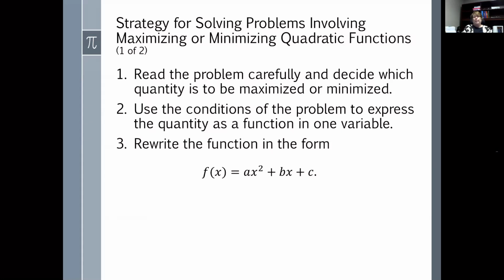All right, solving problems using maximizing or minimizing. Read the problem carefully and decide which quantity is to be maximized or minimized. Use the conditions of the problem to express the quantity as a function in one variable. Rewrite the function in the form f of x equals ax squared plus bx plus c.